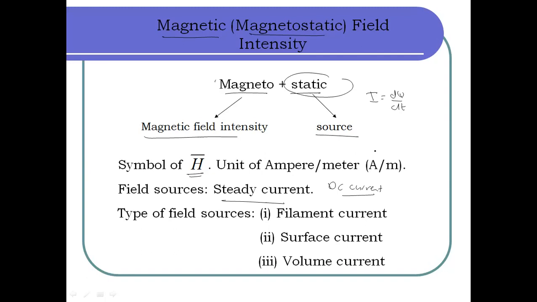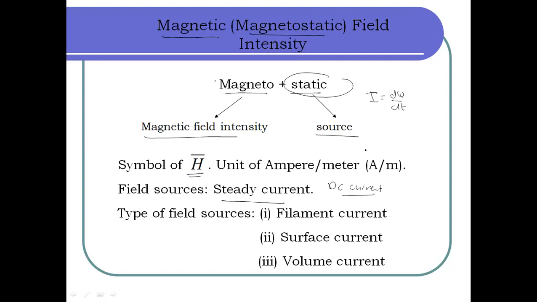In the case whereby the charge is accelerated, we're going to have a current which is considered to be a time varying current. That should be the source of the time varying field that will be learned in the third part of EMT later on. But for the time being, we understand that the magnetic field intensity is due to a steady current, which is produced by the charge which is moving at a constant velocity.